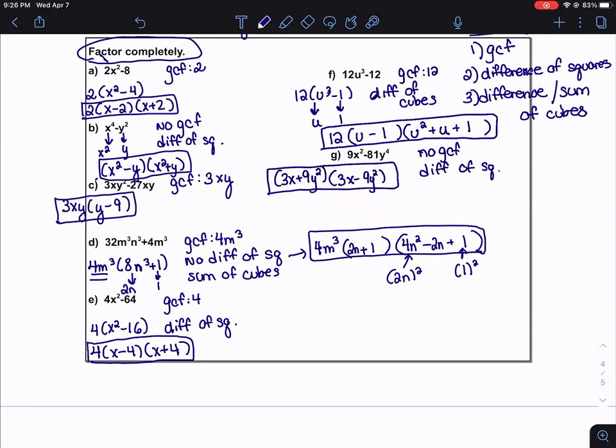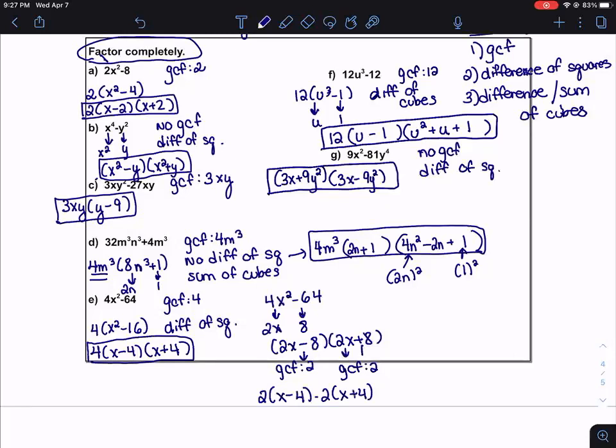Go ahead, Victoria. I have a question. Sure. For E, could E be the difference of squares? 2x minus 8? Yeah, sure. But remember, the problem with that is if you don't factor out a GCF first, you would get 2x minus 8 and 2x plus 8. Yes. But now there's a GCF of 2 here and a GCF of 2 here. So you would have to then factor out that GCF from each of those. You see what I mean?